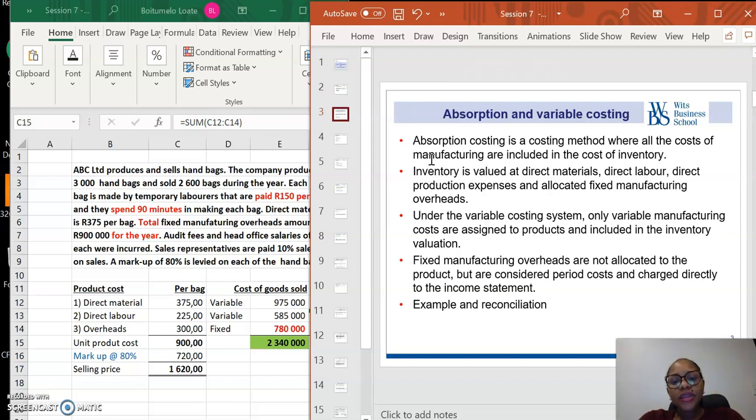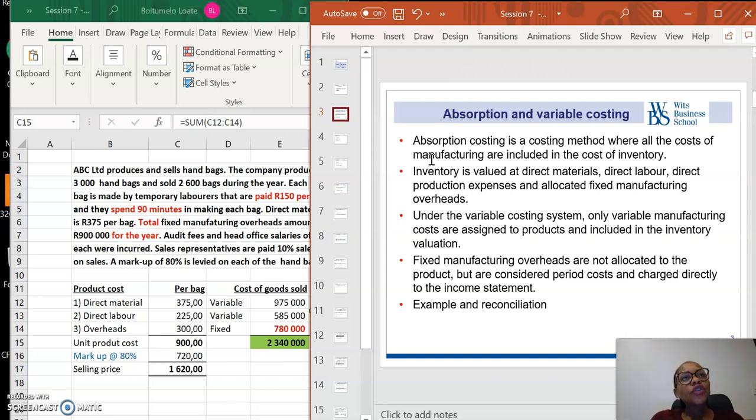An absorption costing income statement is the one we've been learning and the one we've been doing all along. If you look at a company's annual report, any company that you can pick up now and search for their annual report, and you look at the structure of the income statement, they are producing what is called an absorption costing income statement. What is the layout of an absorption costing income statement?